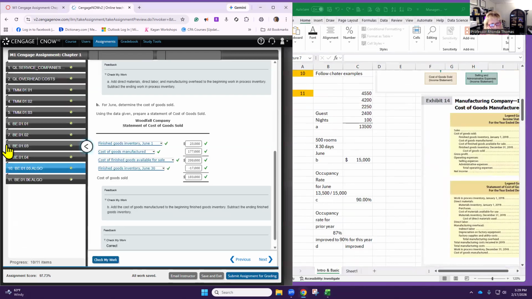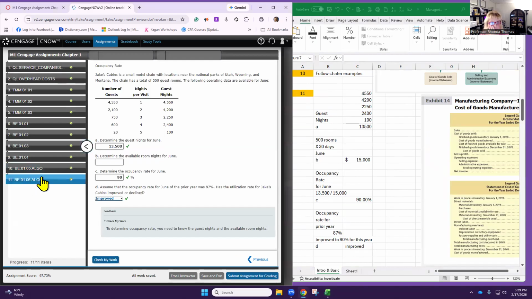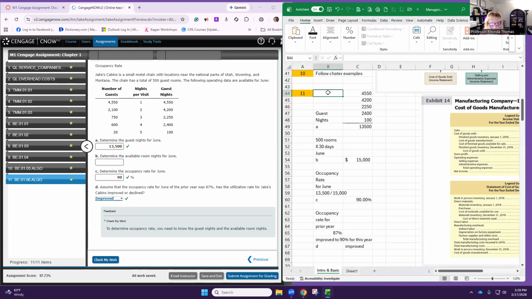Okay, so this next one is evaluating some data. Okay, we are a small motel chain with locations near the national parks of Utah, Wyoming, and Montana. The chain has a total of 500 guest rooms. The following operating data are available for the month of June. So I'm going to put June down. Okay, so we need to know some of the statistics about this motel. Okay, so first question is determine the guest nights for June.